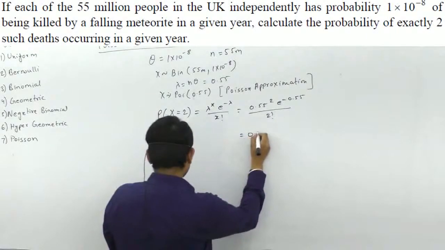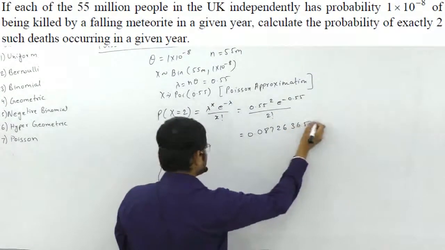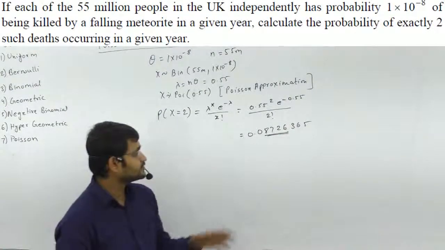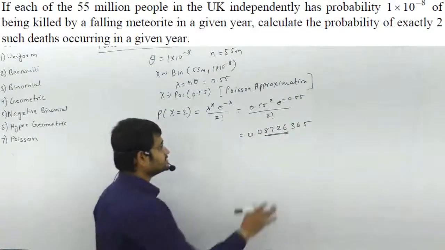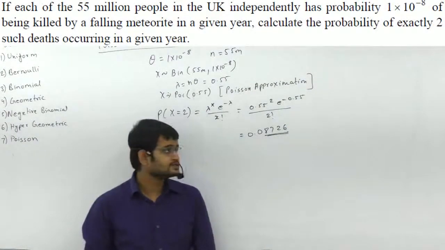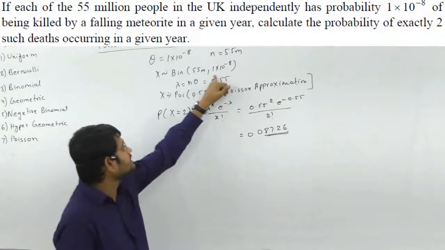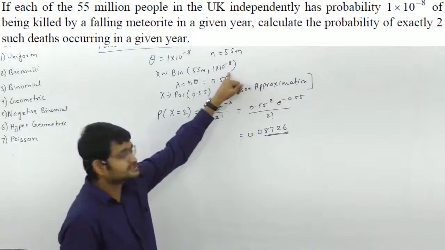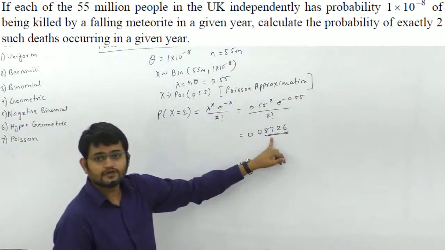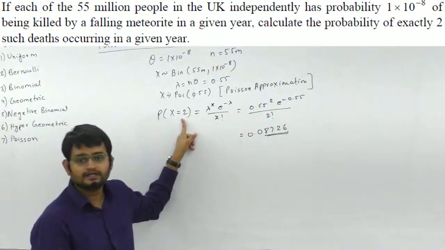It is 0.08726365 and so on. Again, you only need 4 significant numbers for the final answer. You don't need the whole answer. So you can write it as 0.08726. Now, the probability of any person dying is really low, 10 raised to minus 8, and still there is more than 8.5% chance, or nearly 9% chance, that 2 people will die in a year.